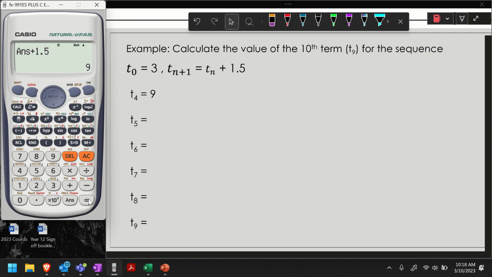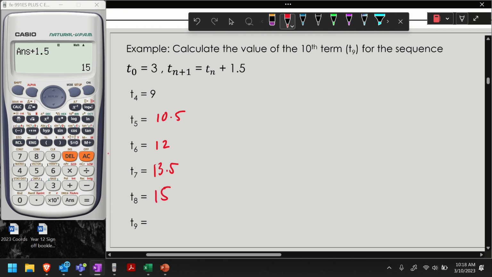Good. So that means T5 should be, in this case, 10.5. And then T6 will be 12. Term number 7 will be 13.5. Term number 8 will be 15, which means that the 10th number, which is T9, should be 16.5. Okay, so that's not too hard. Just use your calculator for that question or these sorts of questions.